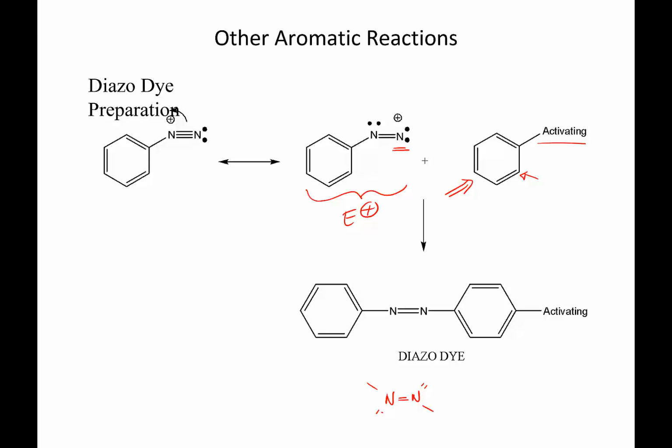But depending on the groups that are attached to these two rings, we can change the color and we can change the wavelength. So this is a diazo dye. Dyes dissolve in solution. Pigments do not. So if you're painting, that's using pigments as opposed to dyes. Car paints are made of pigments as opposed to dyes. Dyes will wash out. Pigments never wash out.